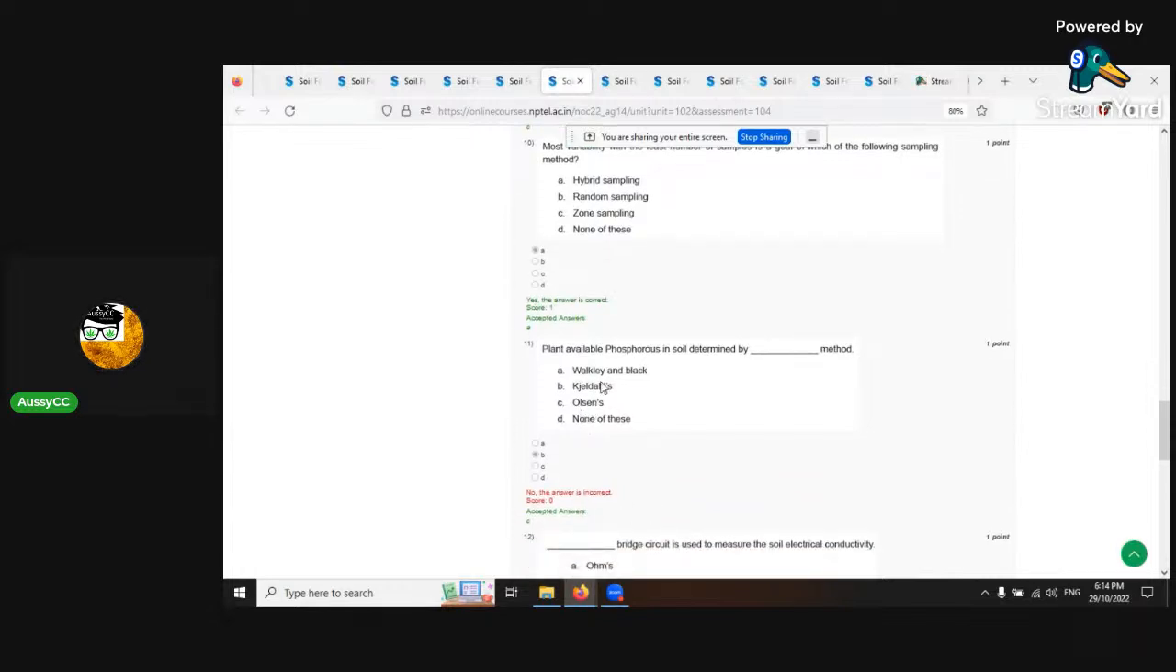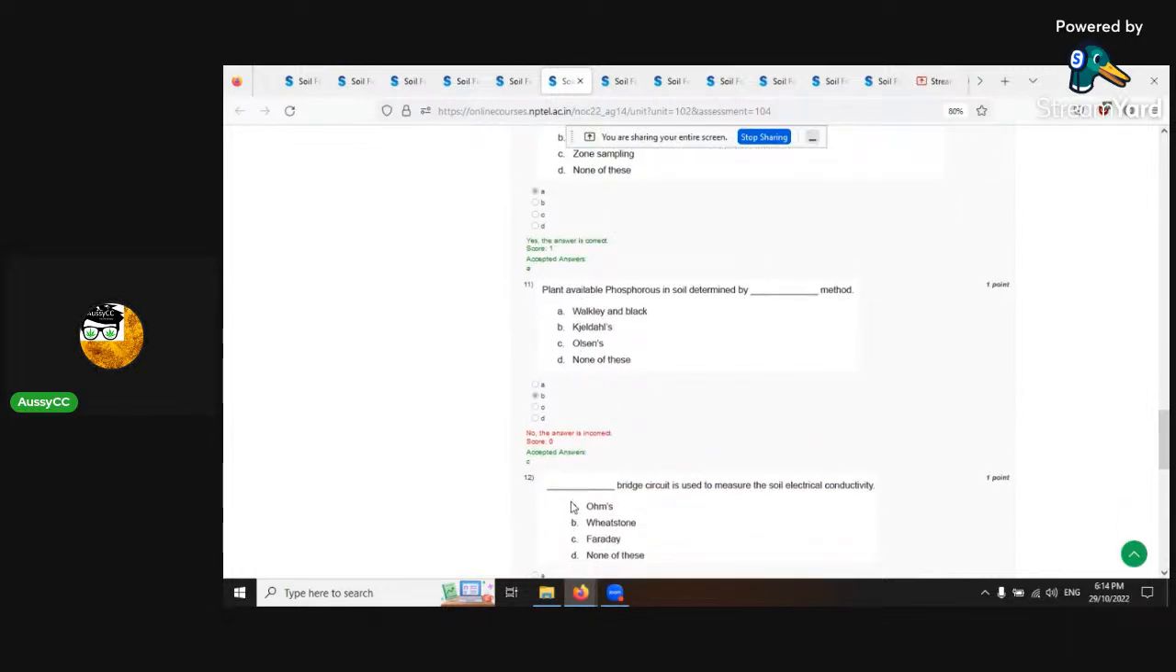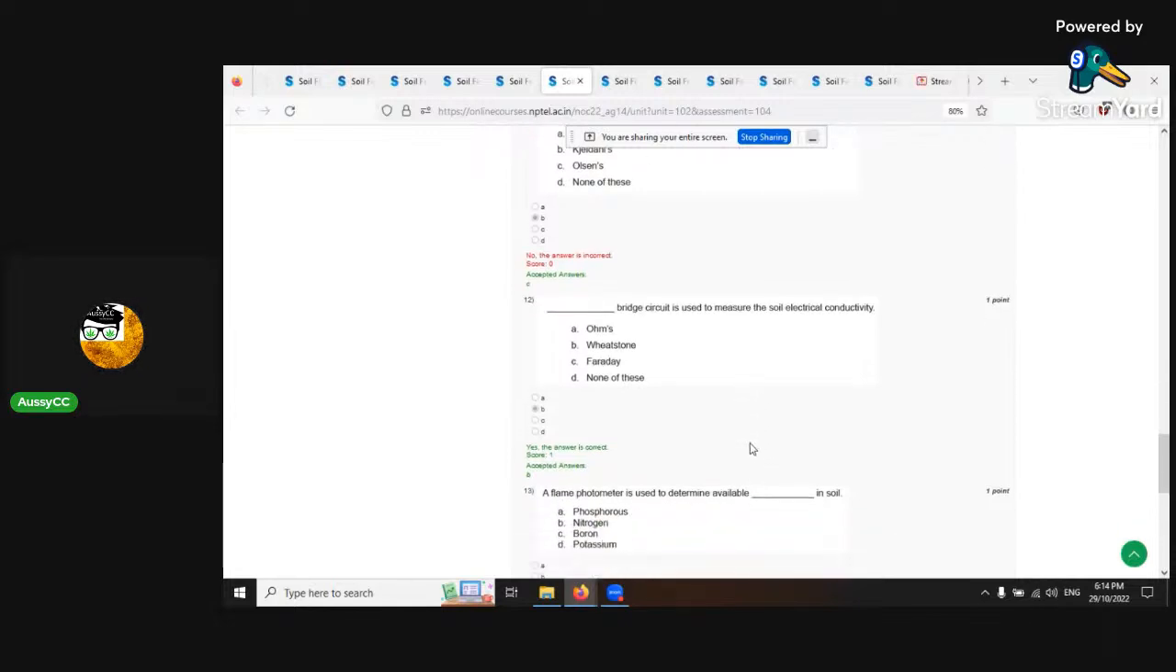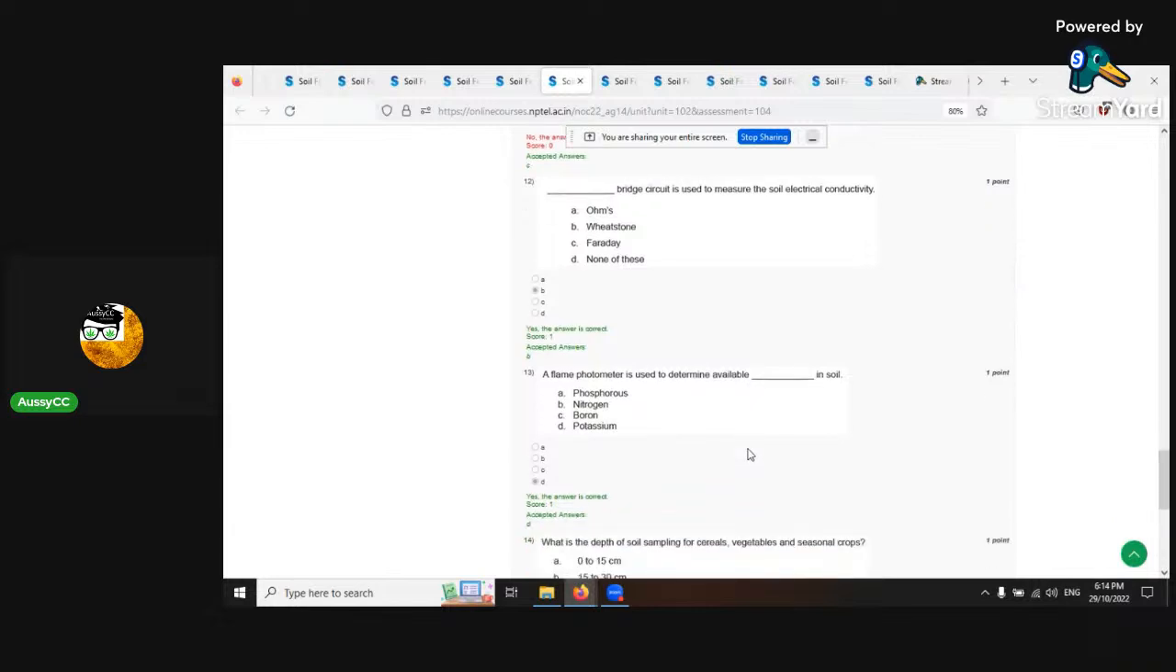No, Olsen's method. Olsen. The something stone with the Wheatstone bridge. I know that from electrical engineering. A flame photometer is used to determine availability of the potassium in the soil.